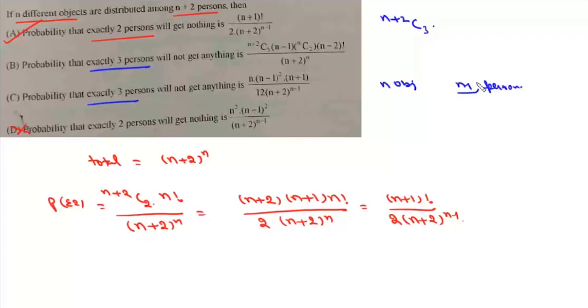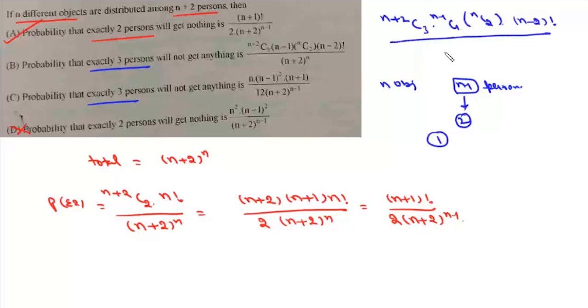Now out of these n minus 1 people, one of them will get 2 objects and the remaining people will get exactly 1 each. Now which person gets these 2 objects? We can select it in n minus 1 C 1 ways, and which 2 objects? From the n we can select in nC2 ways. Now we are left with n minus 2 people and n minus 2 objects, which can be arranged in factorial n minus 2 ways.